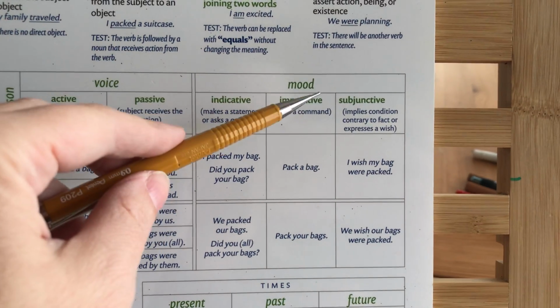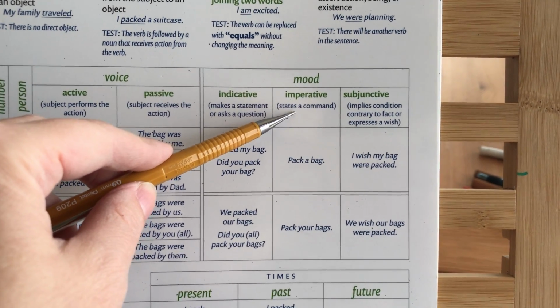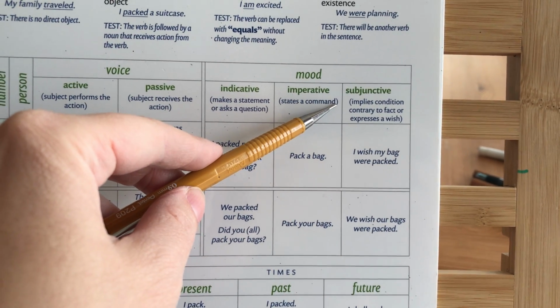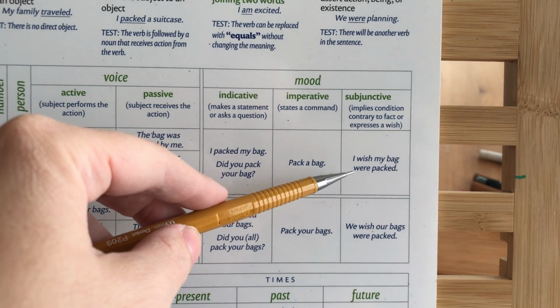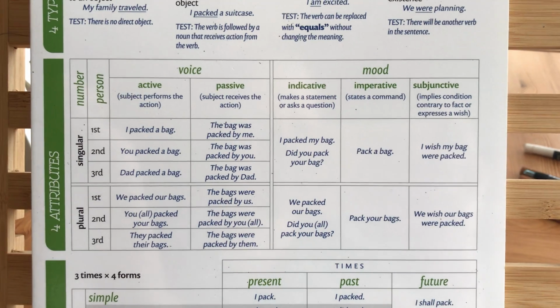The imperative mood states a command. We've heard that also before in our sentence purposes. Pack a bag. Subjunctive implies a condition contrary to fact or expresses a wish. I wish my bag were packed. If only I could be swimming today, I wouldn't have to do my homework.